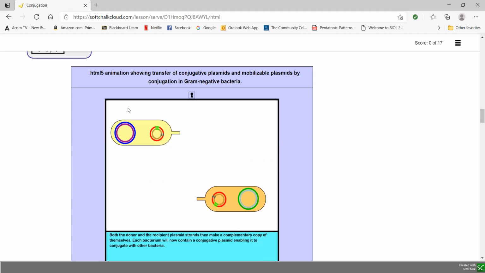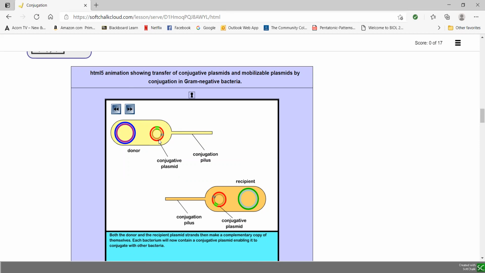And so when all is said and done, both bacteria now have the conjugative plasmid, and both bacteria can now conjugate with other bacteria because the recipient now has the TRA genes that allow it to conjugate, and the donor still has the TRA genes allowing it to conjugate. And of course, both now carry whatever these red genes code for. If this was an R plasmid, those red genes would code for multiple antibiotic resistance. But again, conjugative plasmids could have other genes that they're transferring besides drug resistance.